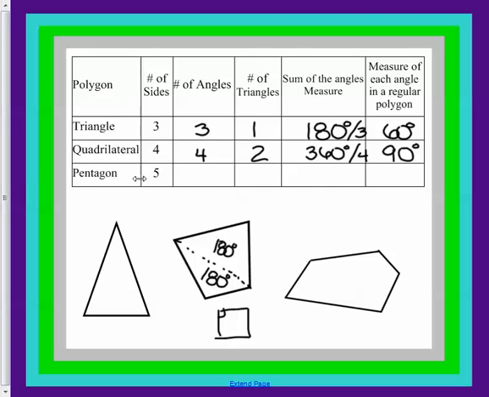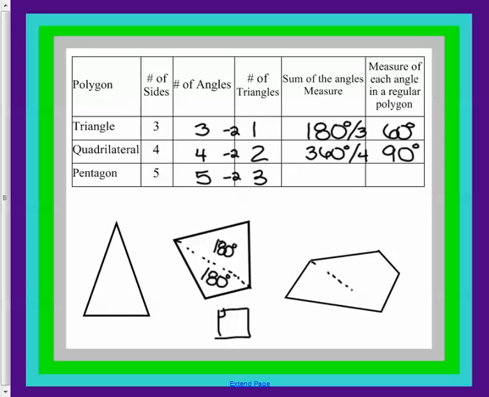So think about a pentagon. If this is forming a pattern, the pentagon would have 5. And the number of triangles, as you look here, it's taking away 2. So if we took away 2, it would have 3 triangles.